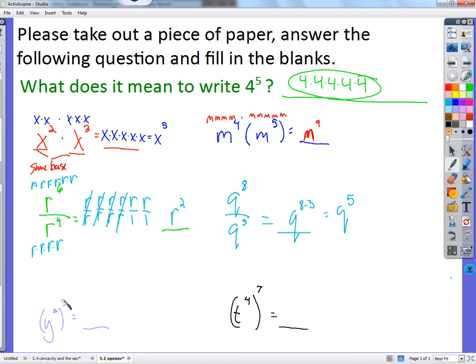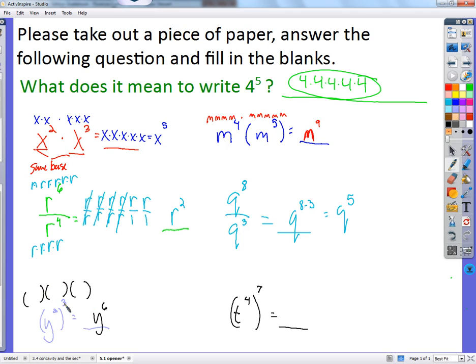Y squared raised to the 3rd power. What's that going to be? Oops. Go ahead. Y to the 6th. Yes. It is going to be y to the 6th. Now can we, using this definition of exponentiation, can we justify that we would just multiply the 2 times the 3? How so? There's a group of 2, and you just have 3 groups of 2. Exactly. Yeah, 3 groups of 2, 3 groups of 2 y's.